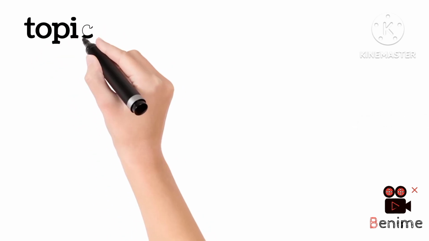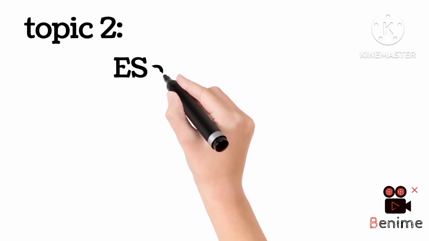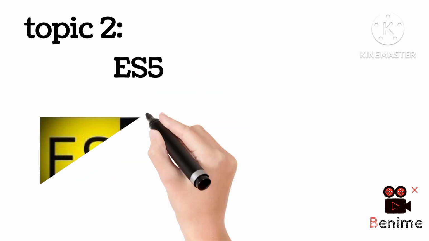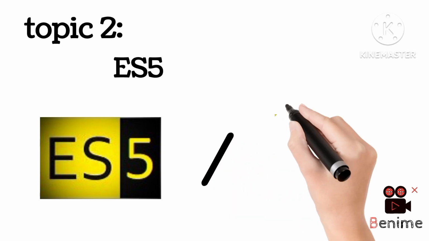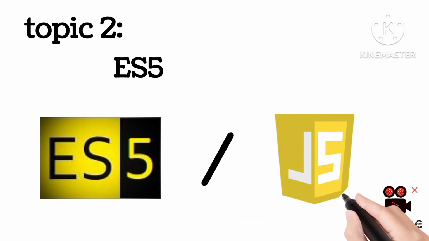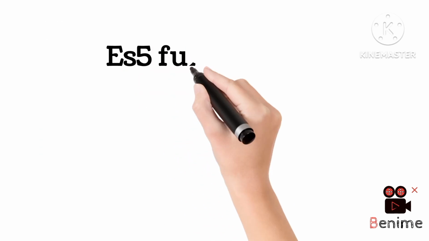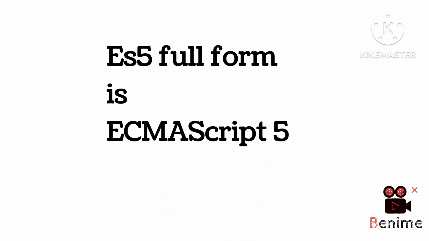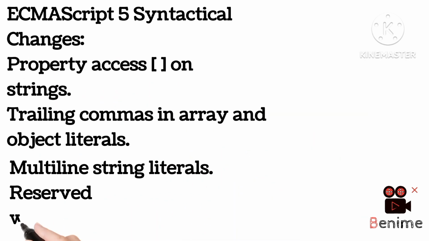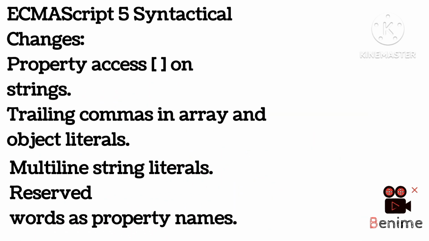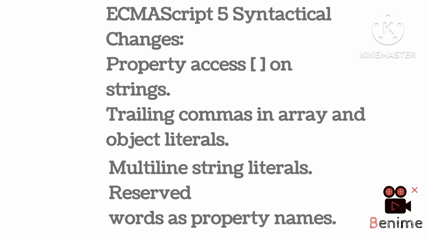Topic number 2, ES5. ES5 is also popularly known as JavaScript 5. So you can say that ES5 is JavaScript 5. ES5's full form is ECMAScript 5. ECMAScript 5 has a few syntactical changes. As you can see: property access on strings, trailing commas in arrays and object literals, multi-line string literals, reserved words as property names.